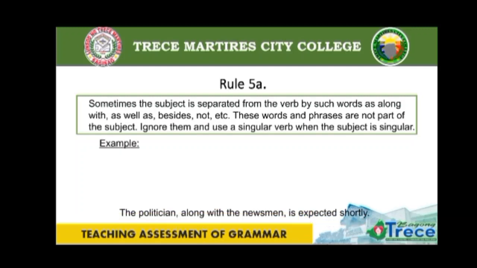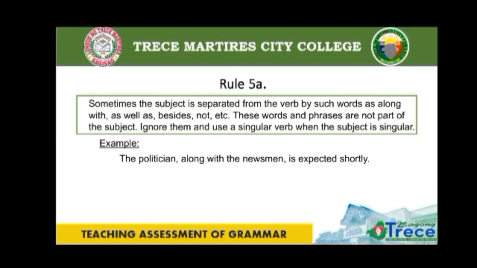So we have here an example. For example, the politician along with the newsman is expected shortly. You can see here we have two nouns, the politician and the newsman. But only one here is considered the subject, which is the politician. Since the politician is singular, therefore we are going to apply a singular verb, which is "is," a linking verb.